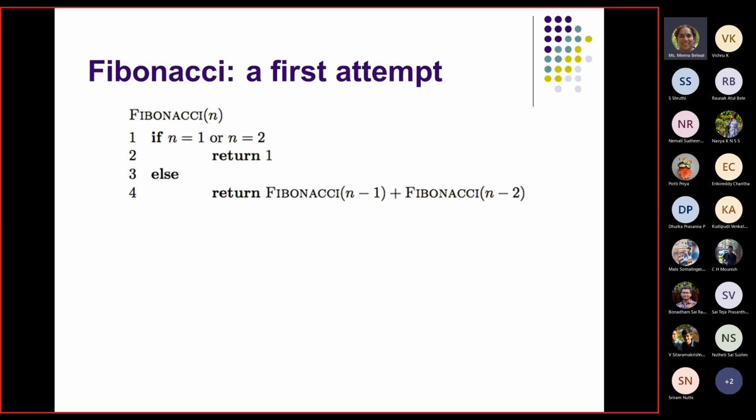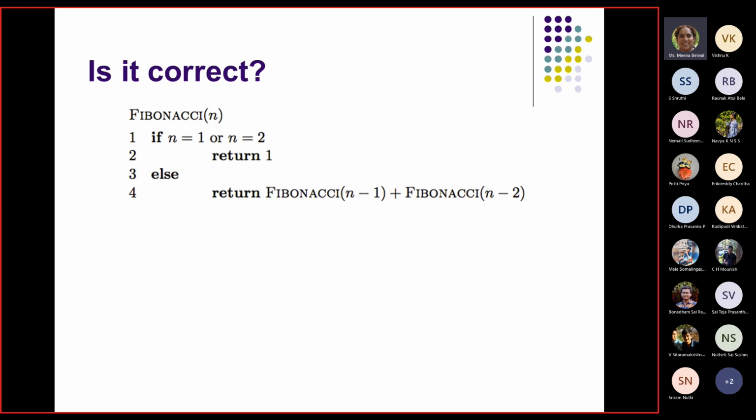First two terms are 1, 1. Else, return Fibonacci n minus 1 plus Fibonacci n minus 2. Fine, no problems in this, right? So now, is it correct? The code is correct? Yes or no? It's correct, no doubt about it, right? So Fn is equal to Fn minus 1 plus Fn minus 2. Fine. So now we try to find out what is the running time of this.